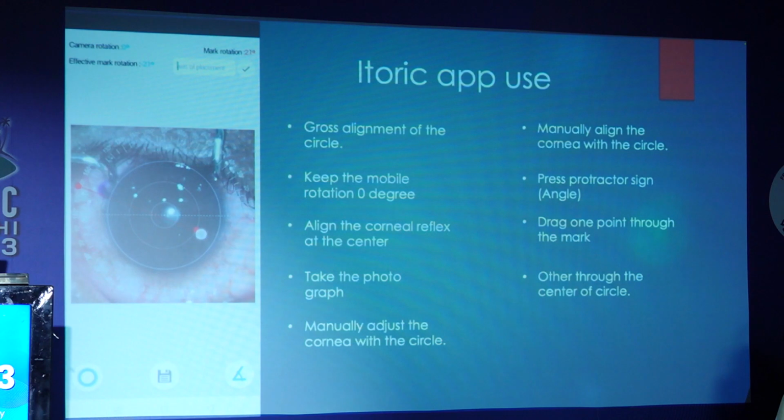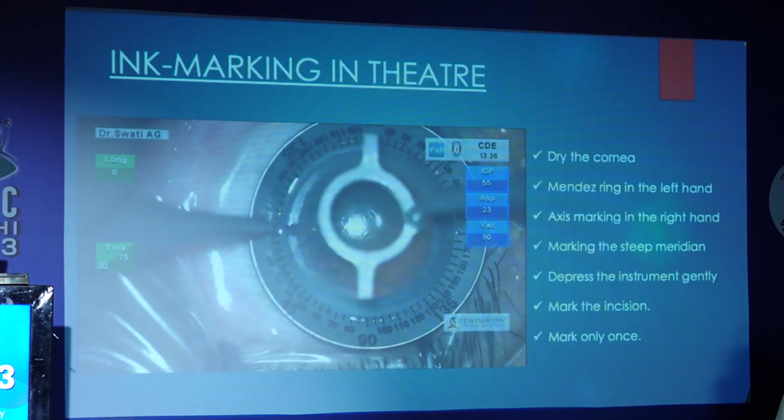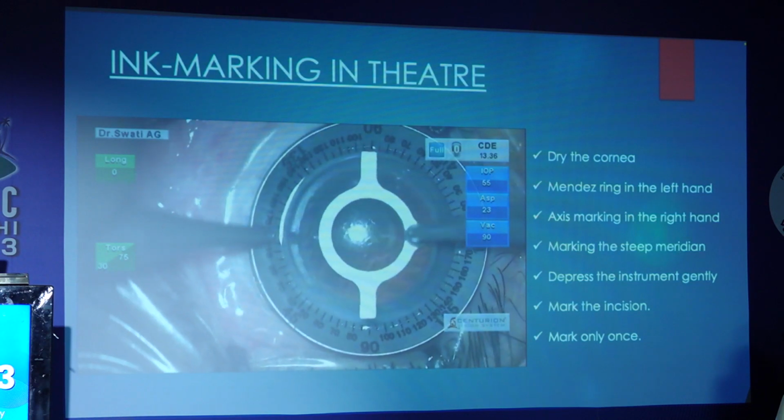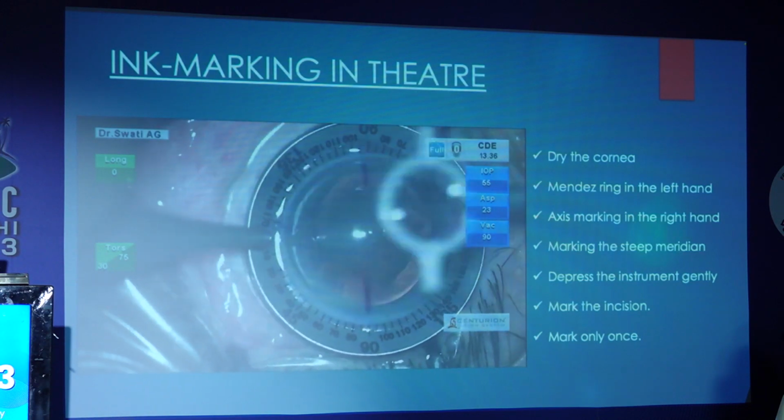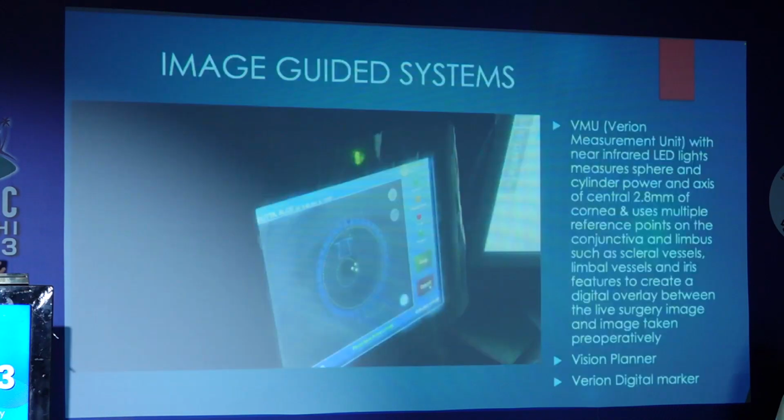When we're drawing the red lines through the mark, it has to be at the limbus. It's not beyond the limbus, not on the cornea. That is where the mark should be, and the mark should be as thin as possible. Coming to the marking in the theater, on a dry cornea, we mark with the Mendez ring and an axis marker, again depress the instrument gently and mark the incision only once.